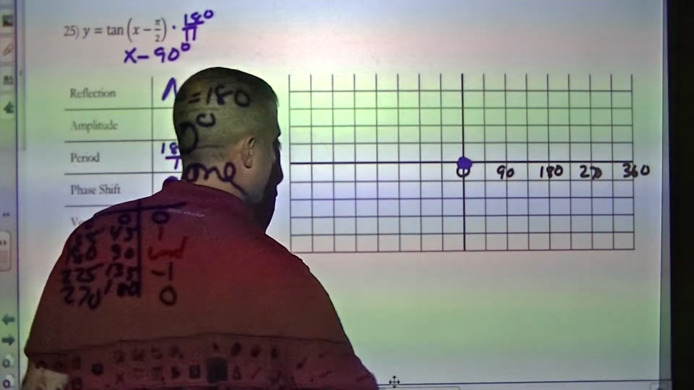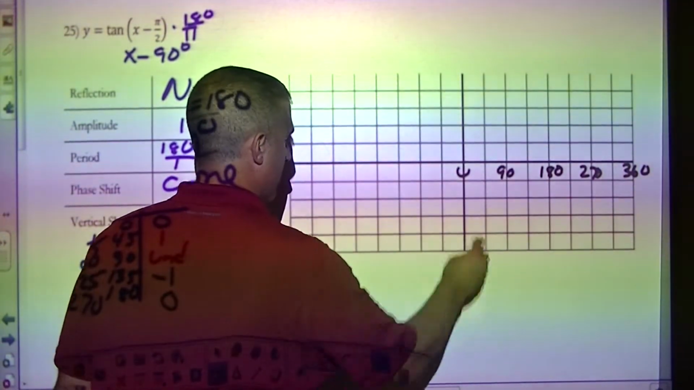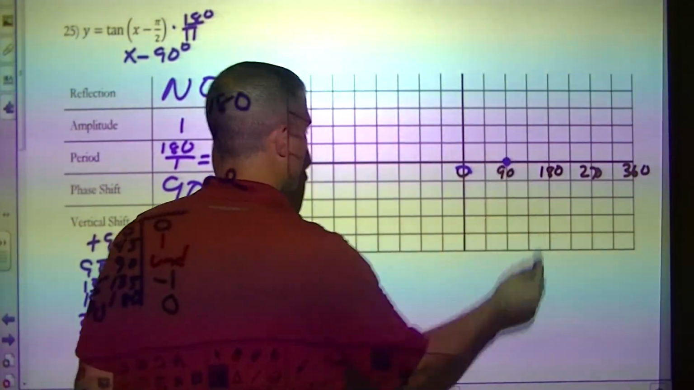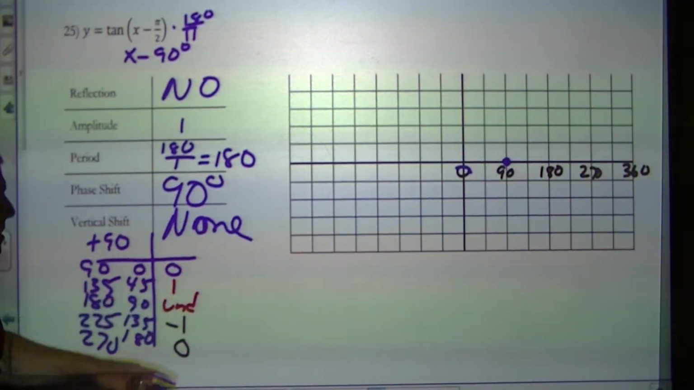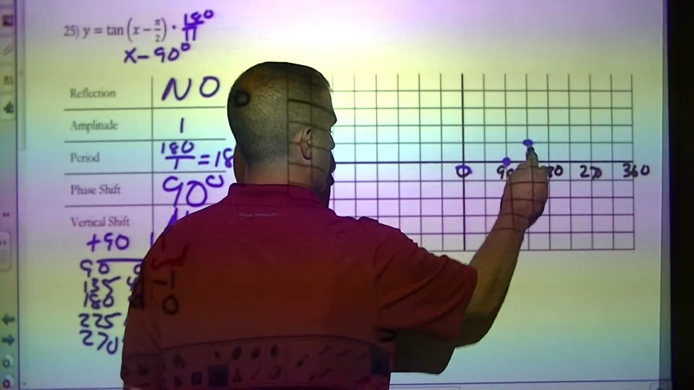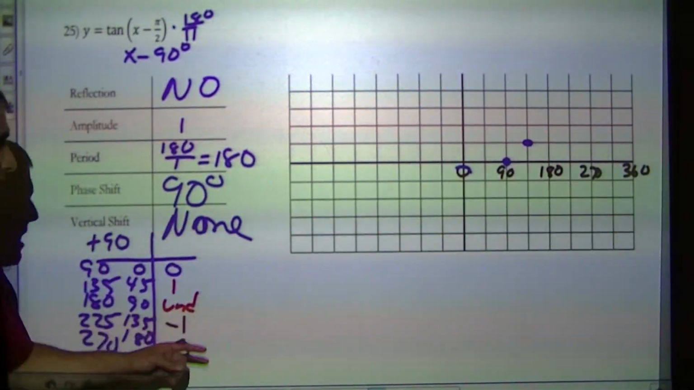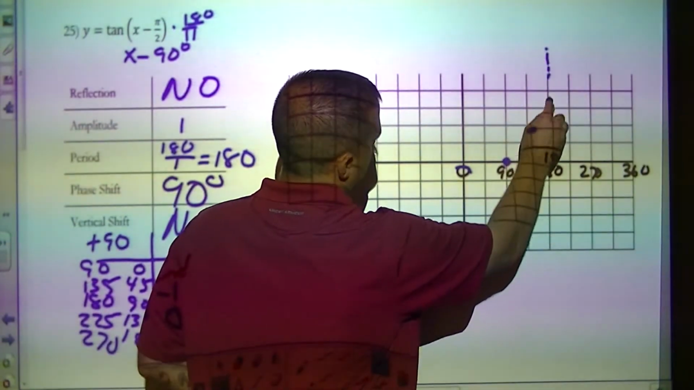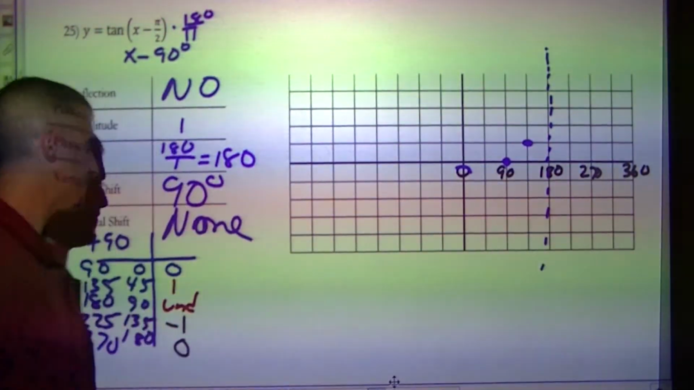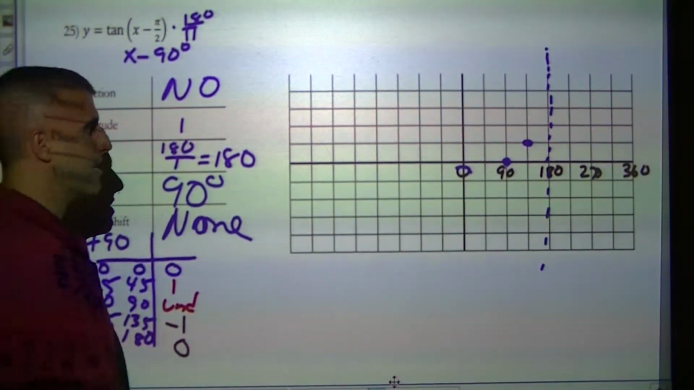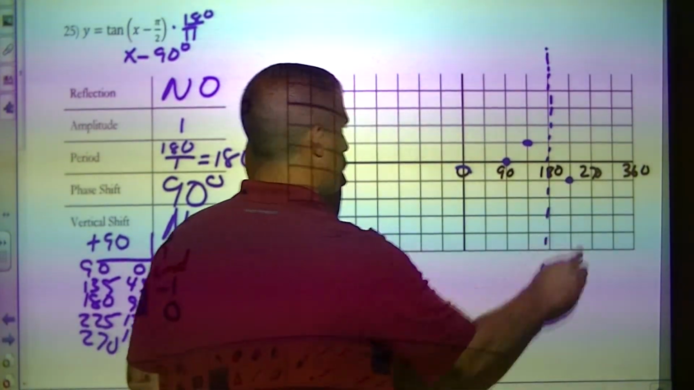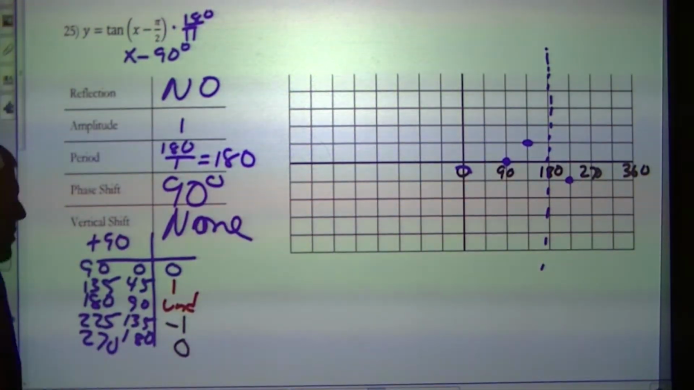So at 90, I'm going to be at 0. So let me fix that. At 90, I'm at 0. Okay. At 135, I'm at 1. So it's about right there. At 180, I'm undefined. So I'm going to give it one of these right here at 180. Okay. At 225, I'm going to be at negative 1, which will be right here. Okay. At 270, I'm going to be at 0.